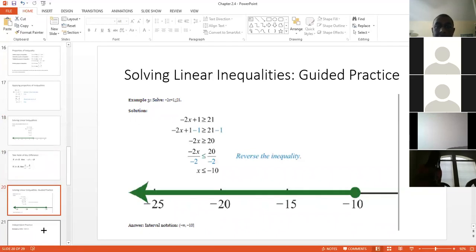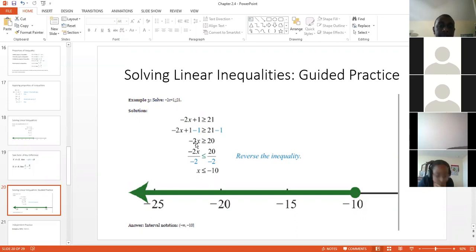So this is another example of solving linear inequalities. Solve negative 2x plus 1 is less than or equal to 21. The goal is to isolate the variable x. Subtract 1 to get the variable term by itself. So 1 minus 1 cancels out the 1. You bring the constants together on the right-hand side. So negative 2x is greater than or equal to 20.